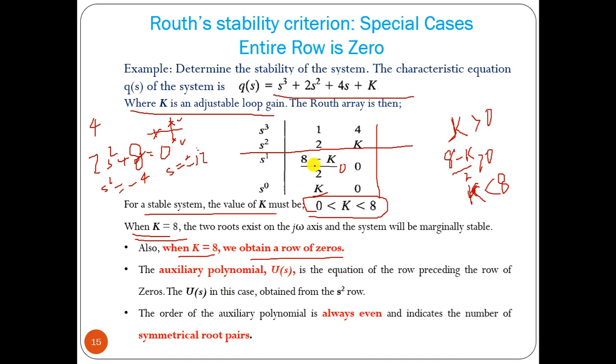So when we put k equal to 8, the entire row becomes 0. From that we can find the auxiliary polynomial, and we can find the value of omega, the frequency, that is 2. So we can find the condition for marginal stability. That means when k equals 8, your system will be marginally stable. For k less than 8, the system will be stable. For k greater than 8, the system becomes unstable. Okay, so we can find how, for a particular value of k, the system is marginally stable, unstable, or stable.